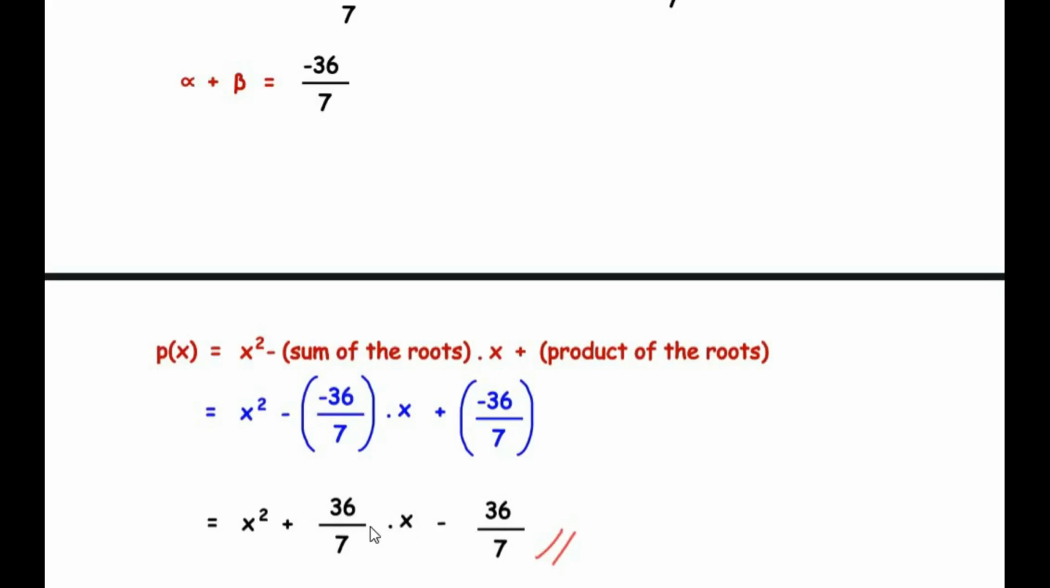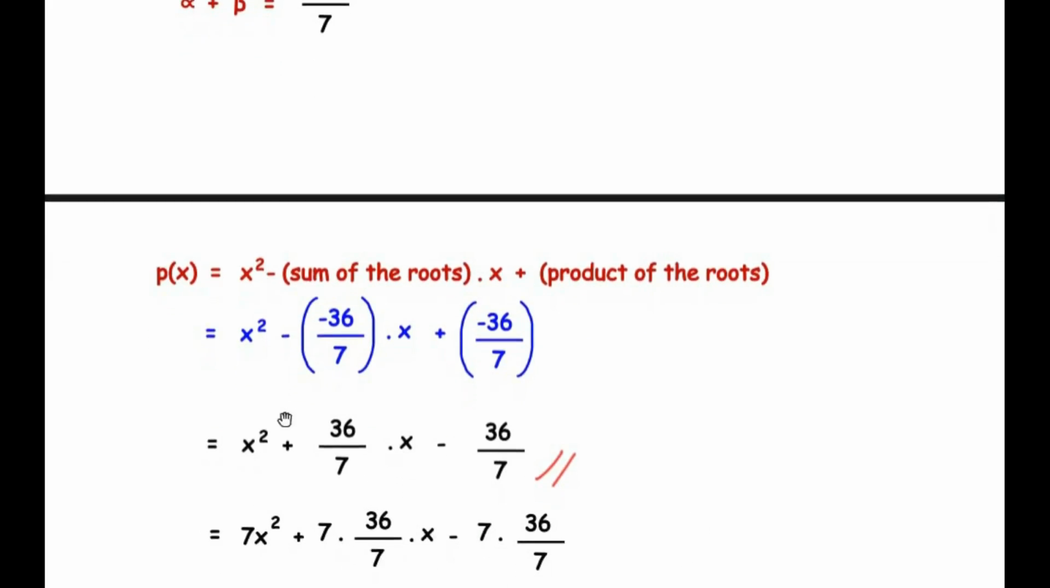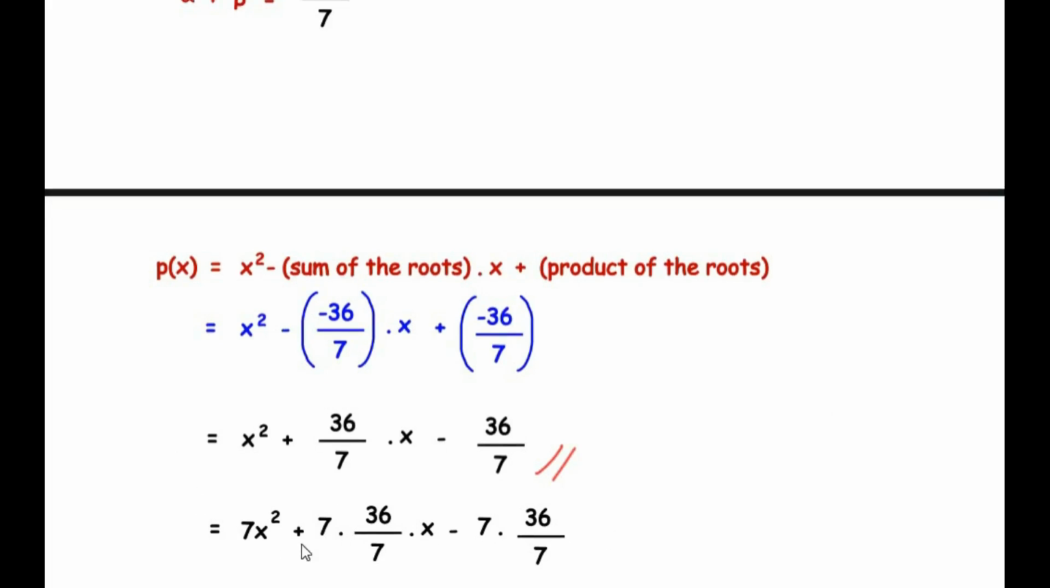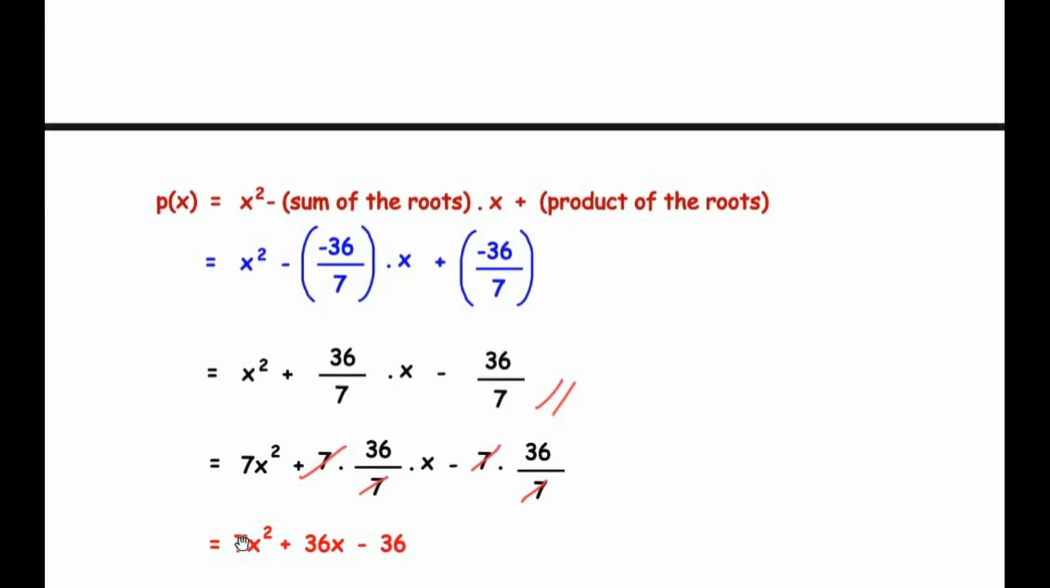Or if you want to simplify it further, you can just multiply all the terms by the denominator term. That is, here we have written 7x square plus 7 times 36 over 7x minus 7 times 36 over 7. So here 7 from the numerator divides 7 from the denominator. Same thing happens over here. So here the simplified polynomial becomes 7x square plus 36x minus 36.